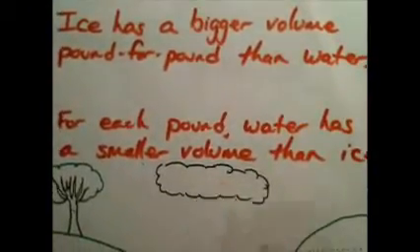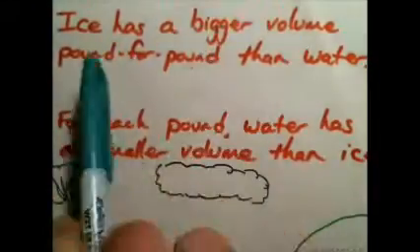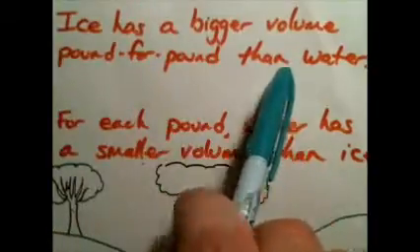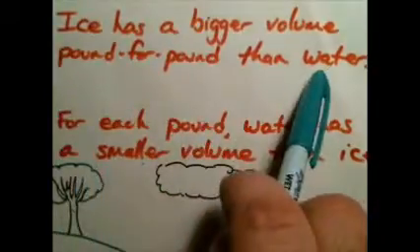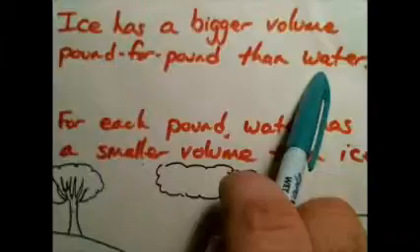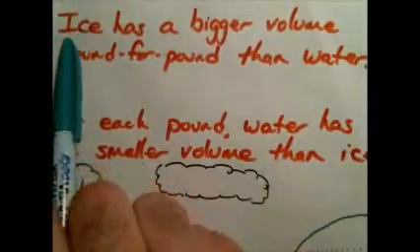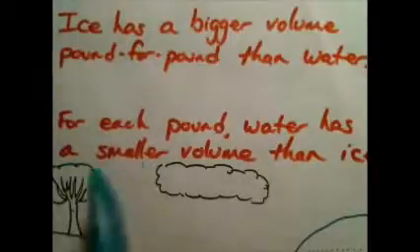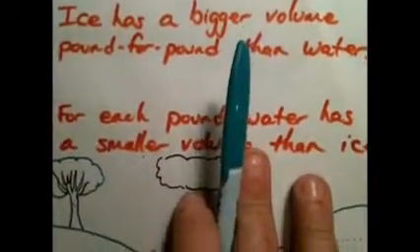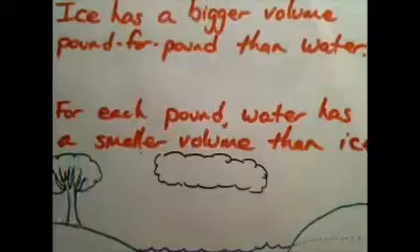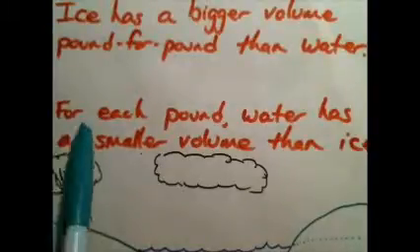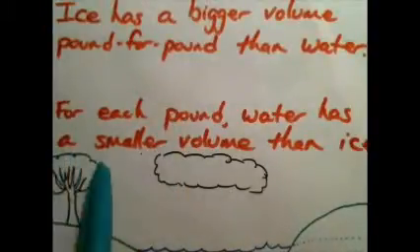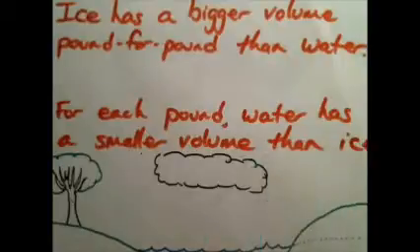I want you to write down that ice has a bigger volume pound for pound than water. So if you have 1 pound of water, and you freeze it to make 1 pound of ice, the ice will have a bigger volume. And then I want you to write down a very similar phrase. It's just written in the opposite sort of order. For each pound, water has a smaller volume than ice.